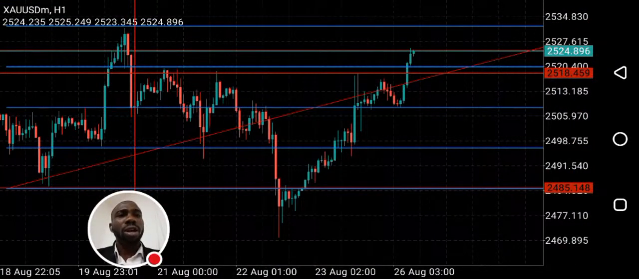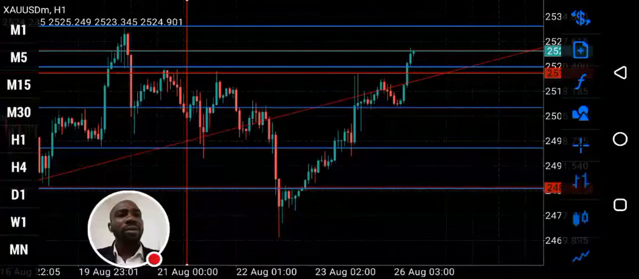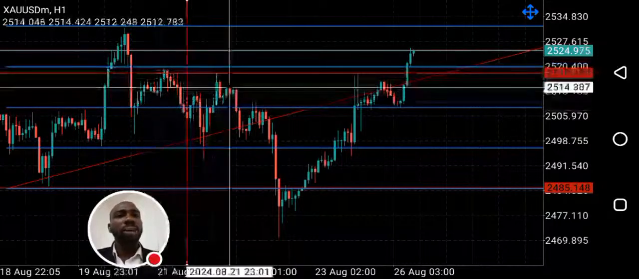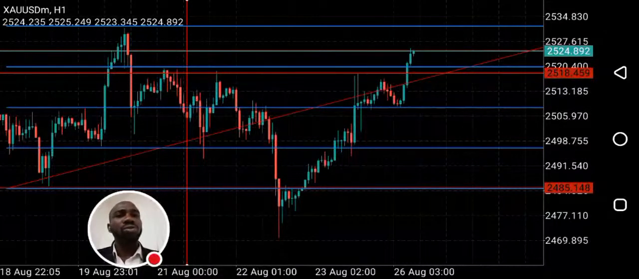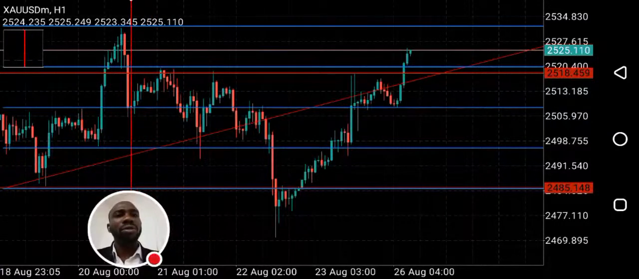Okay, so on 1 hour there was a fair value gap that was created here. That gap has been filled, right? A fair value gap was created at this point. You can see this gap has been filled. Okay, let's go to 15 minutes. Why is price still going up?